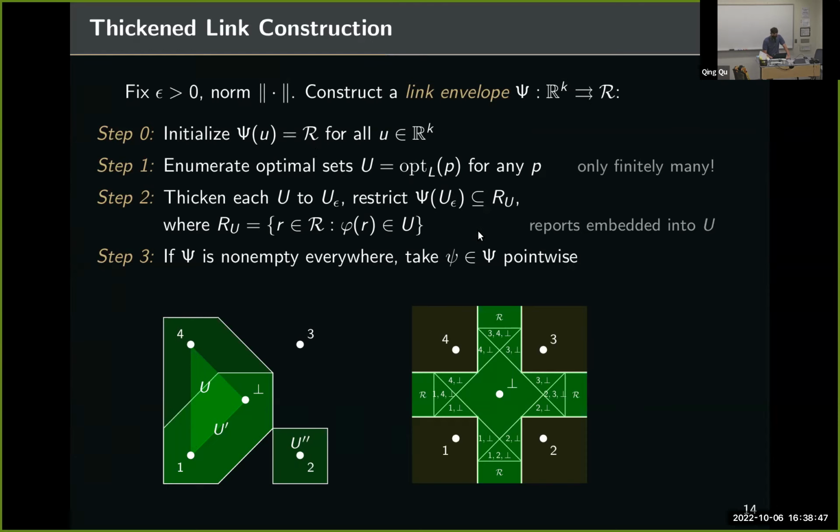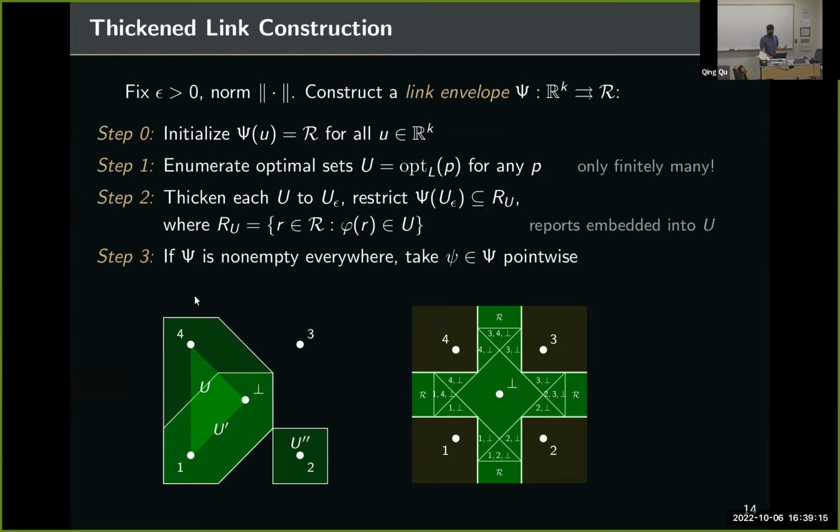And for each of these, I'm going to require that the link function link to something in R_U, where those are the points that embed into U. So if these are the embedding points, everything in this wide region must link to either 1, 4, or bot. Similarly, in this square, everything in here must link to 2. That's the point that's embedded in there. And I keep going, placing all these restrictions.